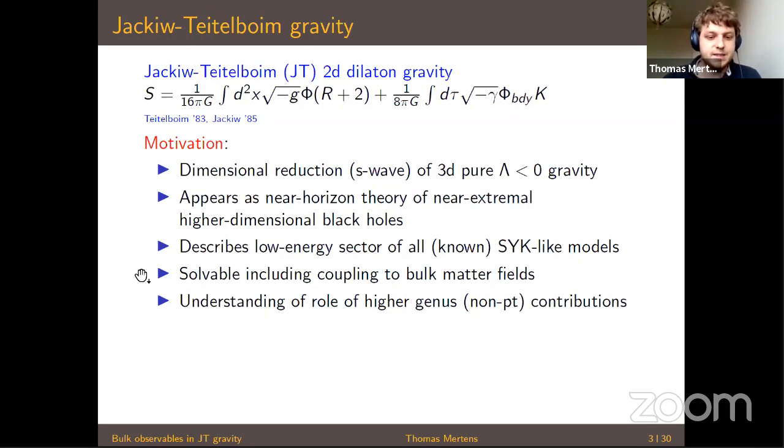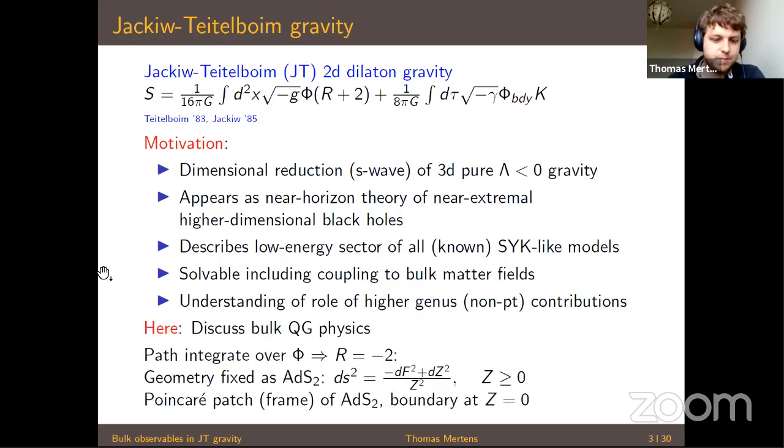Another reason is that it's exactly solvable, at least at the classical level, and also, well, to a large extent at the quantum mechanical level, and this is what I will talk about. And this includes the coupling to bulk matter fields. And then finally, a very recent motivation why this model is interesting is that in this specific model, we have an understanding of the role of higher genus contributions to the gravitational path integral, and even beyond that to go to non-perturbative effects in the genus expansion. So this is thanks to this wonderful work from Saad, Shenker and Stanford from last year.